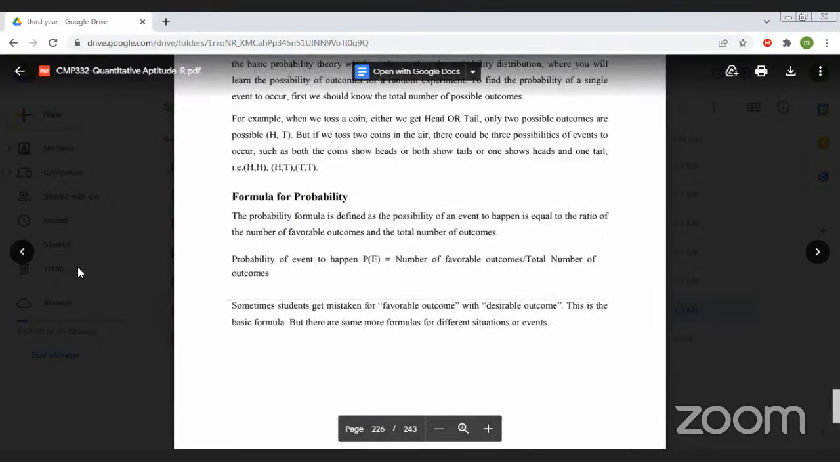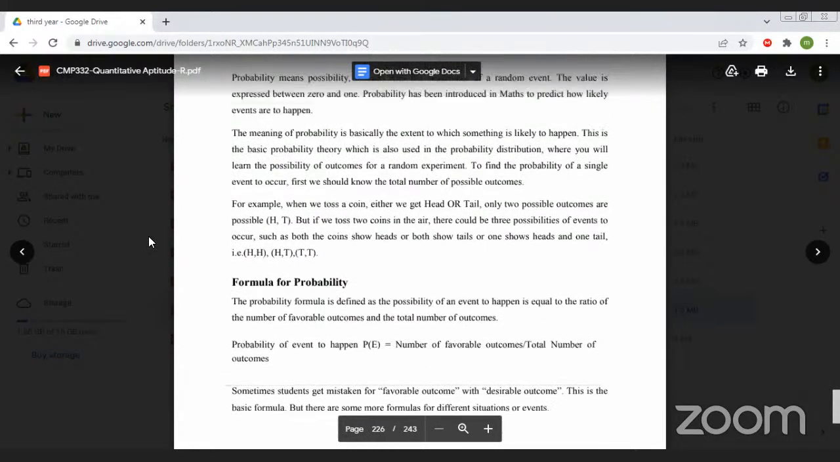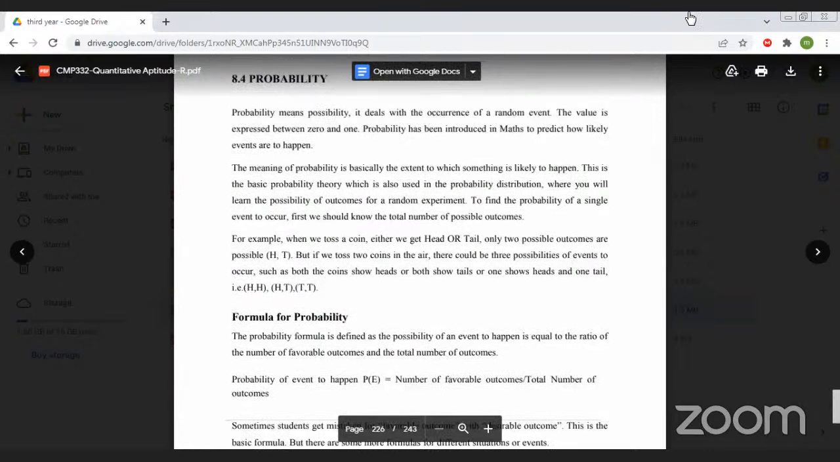Now see, probability. Probability means what? Let's say you have one coin. So when you toss that one coin, the probability of getting head will be how much? Once only, na? Possibility of having head is once, and possibility of having tail is also once. Let's say you have two possibilities. It can be either head or it can be the tail. So this becomes your total outcome.